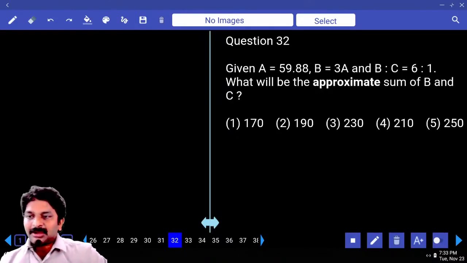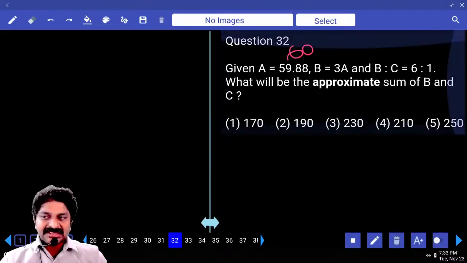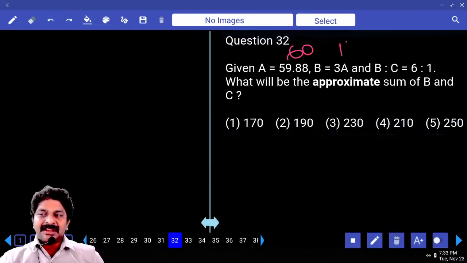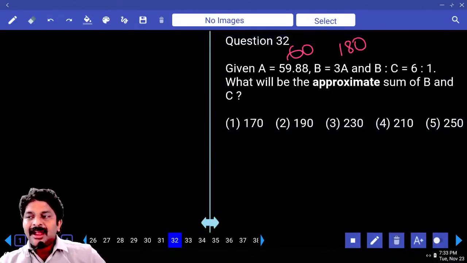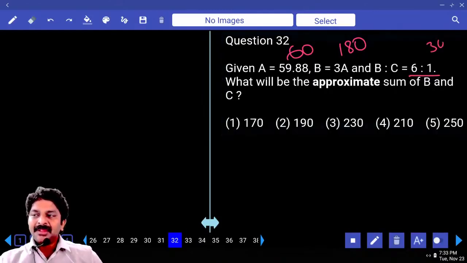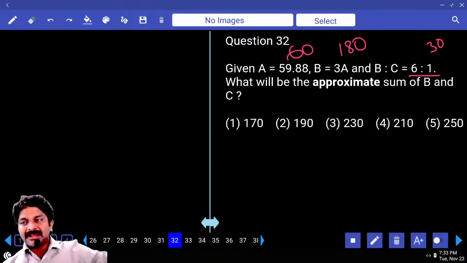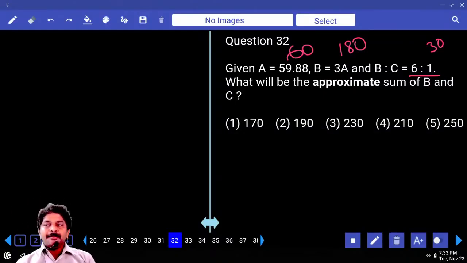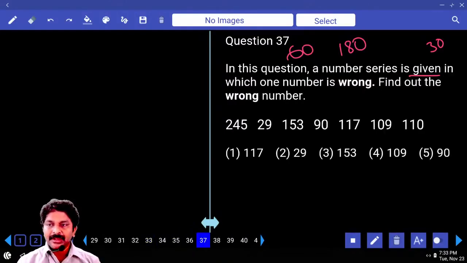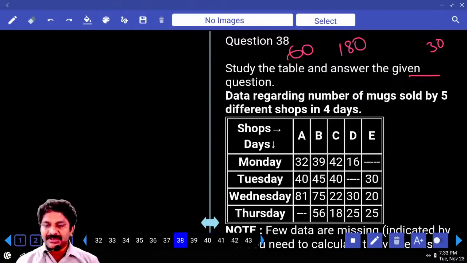Given A is approximately 60, B is equal to 3A, that is 180, and the ratio B to C is 6:1. 6 parts is 180, then 1 part is 30. So the ABC values are 60, 180 and 30. What will be the approximate sum of B and C? 180 plus 30, that is 210, fourth option. Wrong number series. And the next, 38.